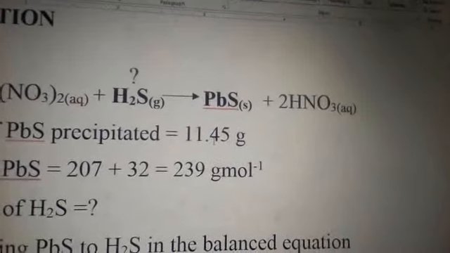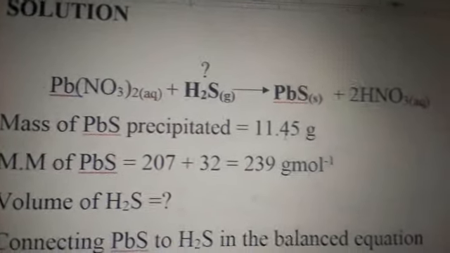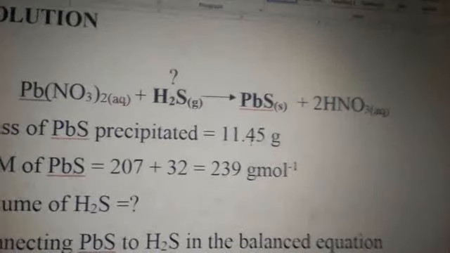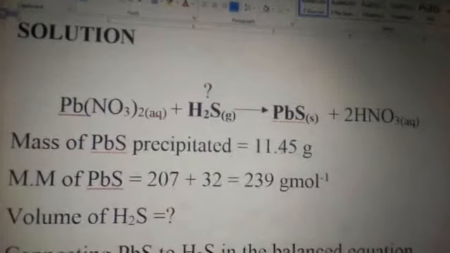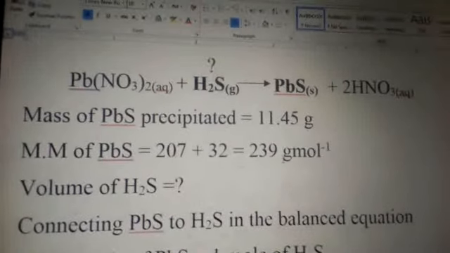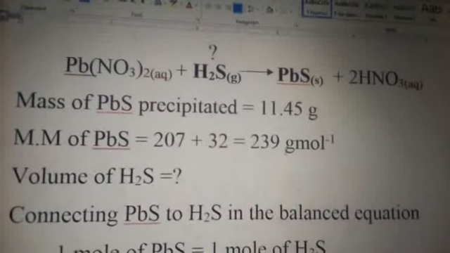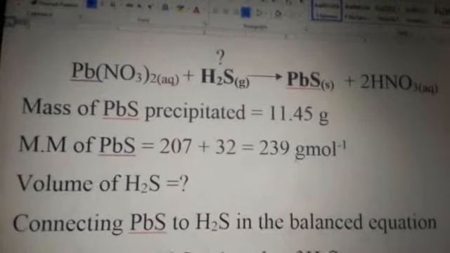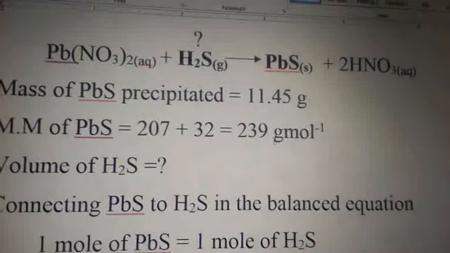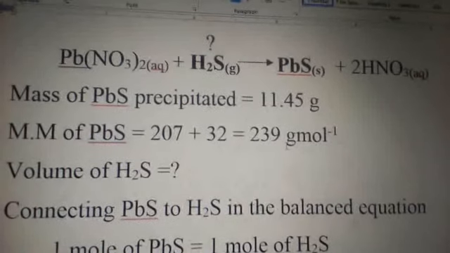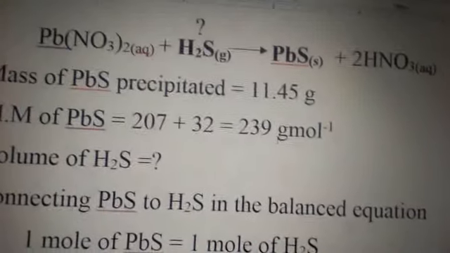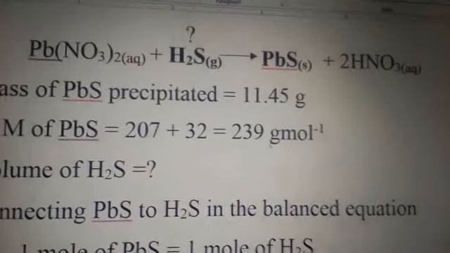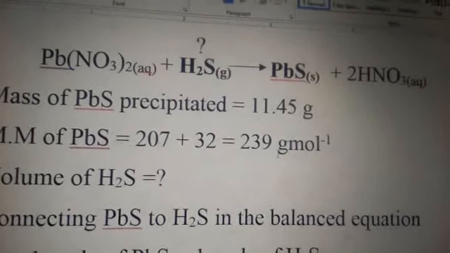And then lead sulfide is also made bold because the mass of lead sulfide precipitate is given to us as 11.45 grams. So we're going to connect lead sulfide to hydrogen sulfide. Now find the molecular mass of lead sulfide using the atomic mass of lead as 207 and sulfur as 32. So 207 plus 32 gives us 239 grams per mole, which is the molar mass of lead sulfide. So we go to the equation and connect the known substance, lead sulfide, whose mass is 11.45 given to us, to the unknown, which is hydrogen sulfide.